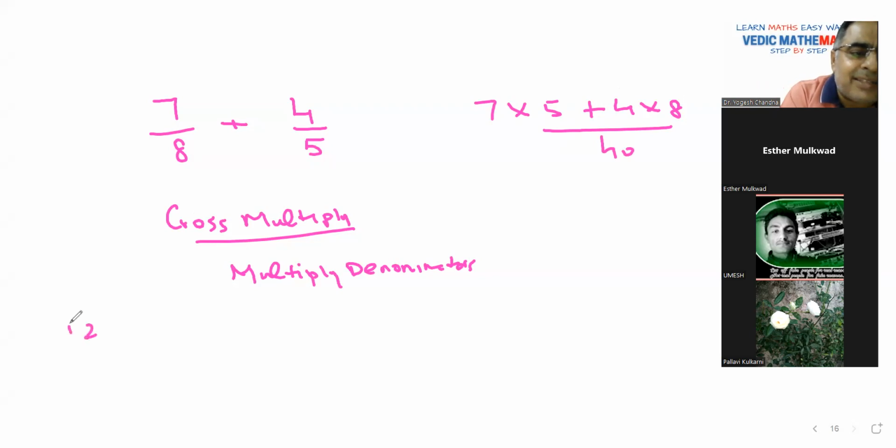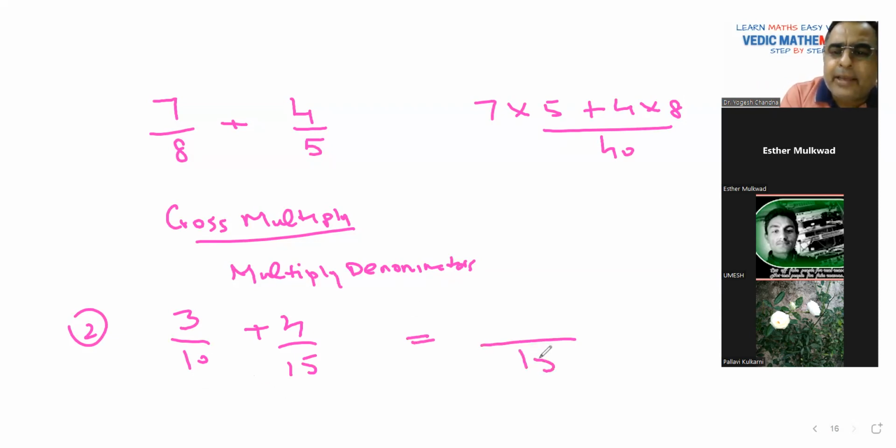In the second case, it was 3 by 10 plus 4 by 15. So for you, it was coming 30 as the LCM. No issues, 150 only. 75 plus 40, 105 divided by 150.